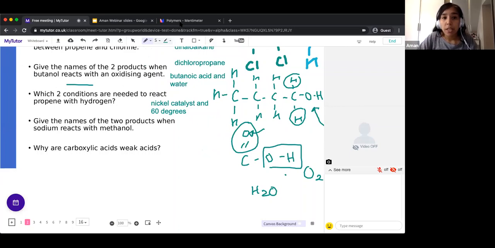Okay, the next question is give the names of the two products when sodium reacts with methanol. This is a year 11 topic. Is the OH a carboxylic group? OH is an alcohol group. COOH is carboxylic acid. So what are the two products when sodium reacts with methanol?